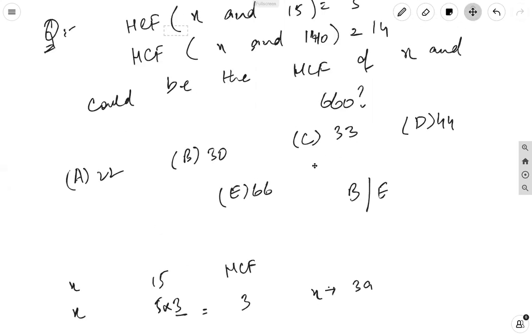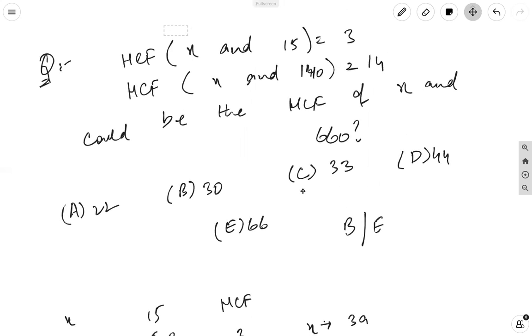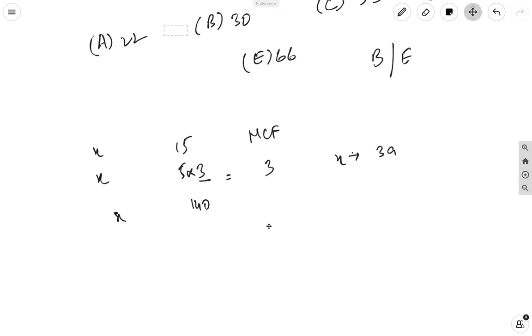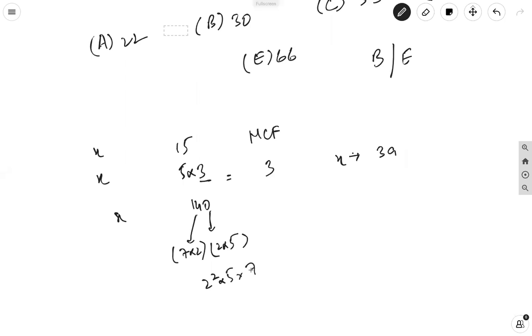Now the second condition is x and 140, and their HCF is 14. So what is the prime factorization of 140? It will be 2 into 2 into 5 into 7, right? So this will be 2 square into 5 into 7. So the HCF of these two is equal to 14. 14 is 7 into 2, right?